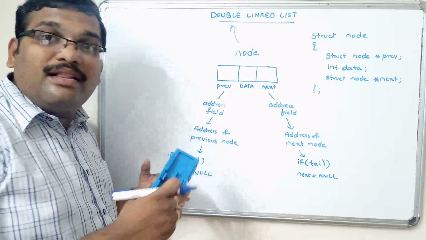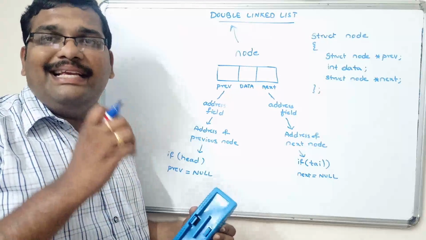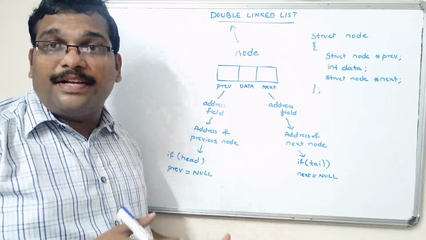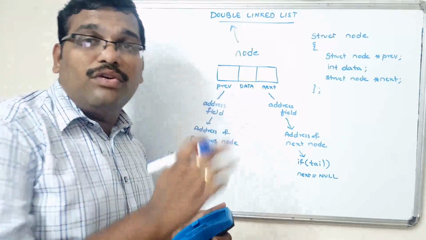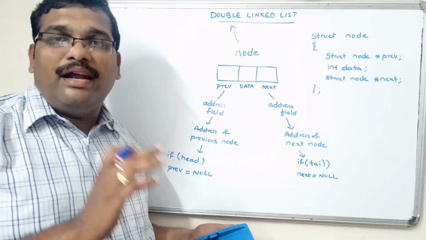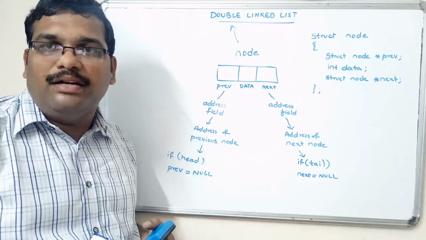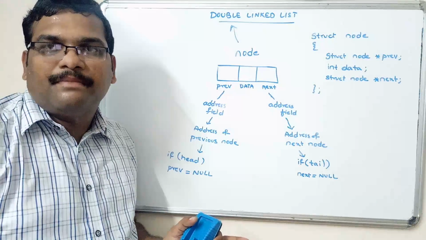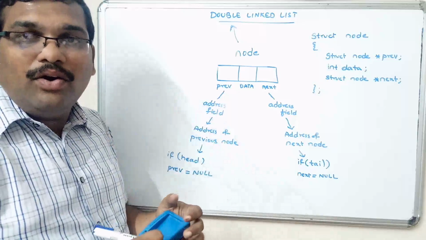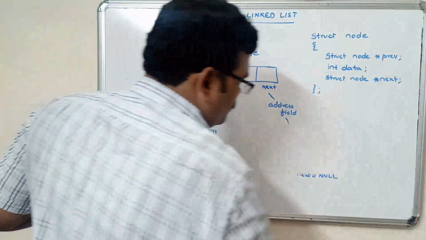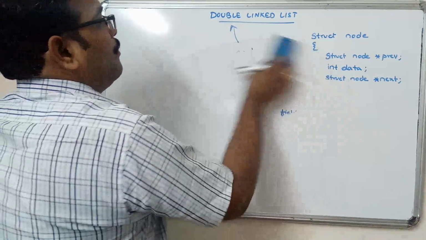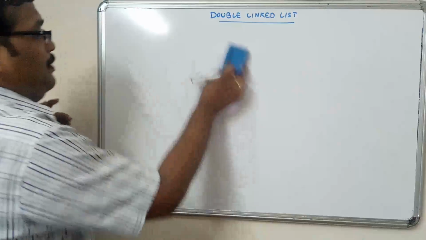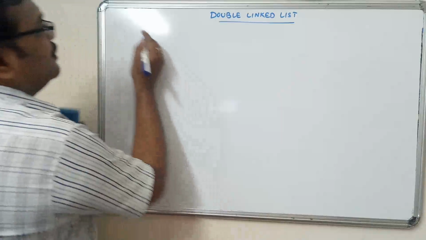If it is clear, then we can write the code very easily for creation and display. In this session we will see two operations: creation, that is how to create a double linked list, and how to display the nodes of a double linked list. That will be very easy if you understand this concept. Now let us move on to the operations.